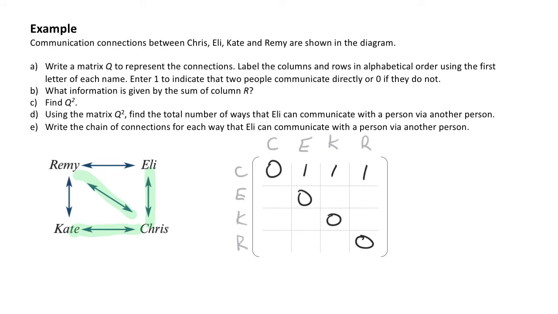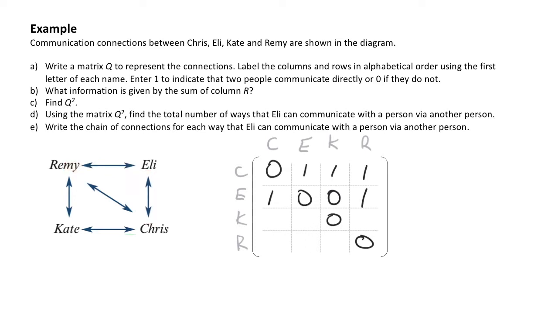3 of them. Next, I'm going to have a look at Eli, and I can see that Eli is communicating with Remy. He's communicating with Chris, but he is not communicating with Kate. So when I complete his row in the matrix, I put a 1 in for Chris, a 0 for Kate because there is no communication, and a 1 for Remy.